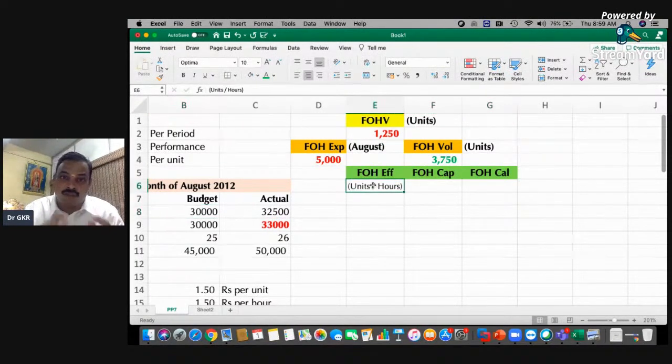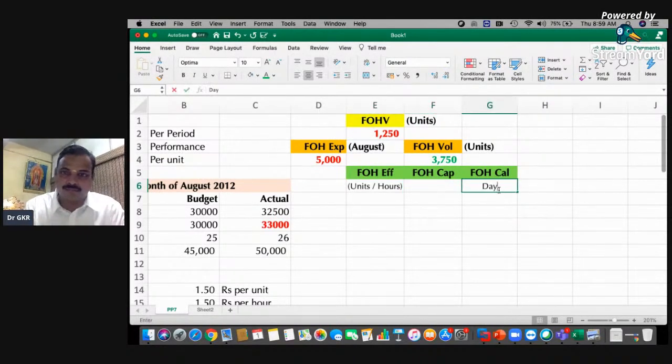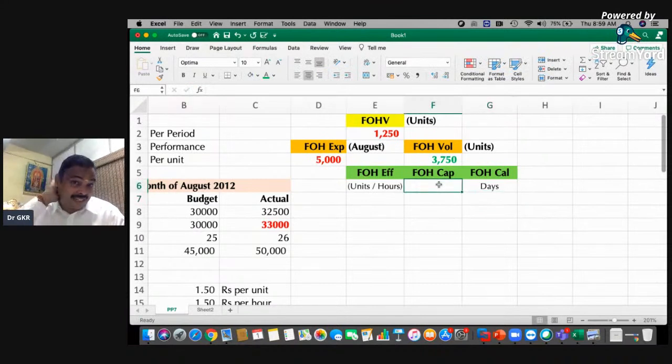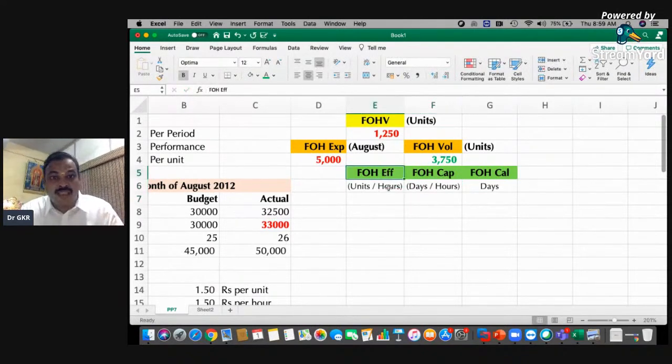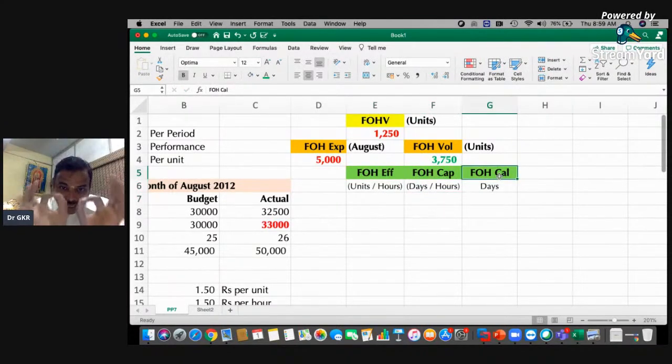30,000 units. For that, how many hours must you utilize? So efficiency is for how many units, how many hours you must take, and how many hours you have actually taken. Capacity is always with respect to days. Calendar is only days. And remember, guys, capacity is days with respect to hours. Efficiency is units with respect to hours. Capacity is days with respect to hours. Calendar is only days. This part alone you must understand.